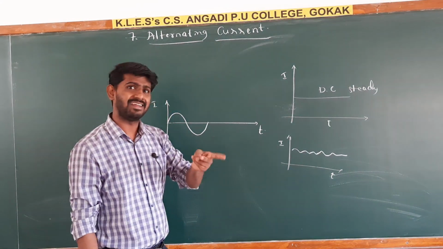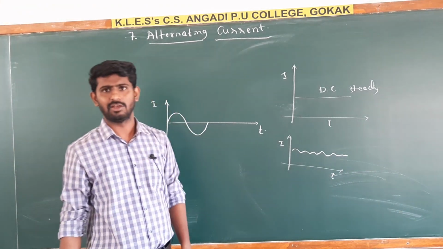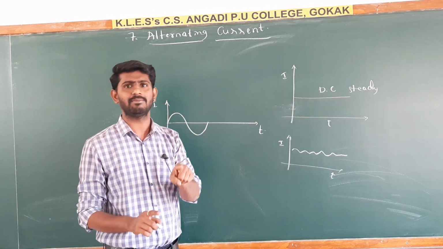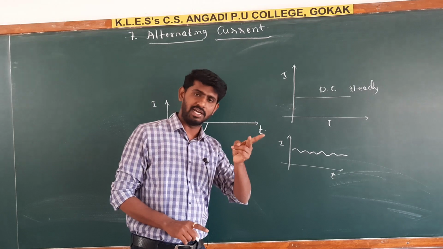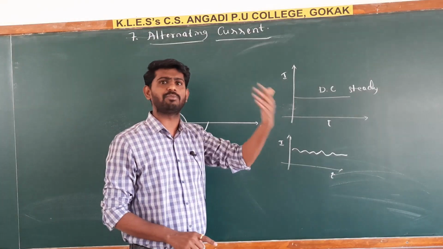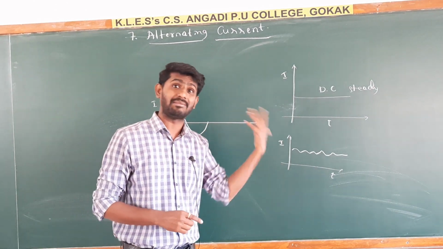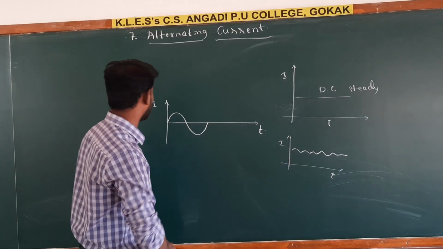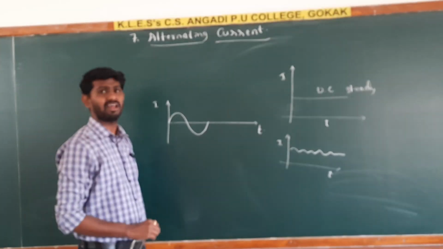See, the word alternating means its polarity changes alternatively. Once it is positive for a particular time, and for a particular time negative, again for a particular time positive, negative. So after equal intervals of time, it changes its polarity. Alternatively it gets the positive terminal, or alternatively it becomes a negative terminal. So this is called alternating current. Here this is a graph for alternating current.